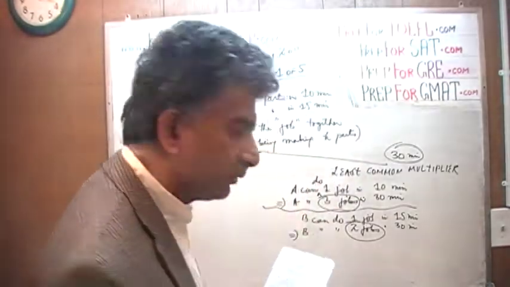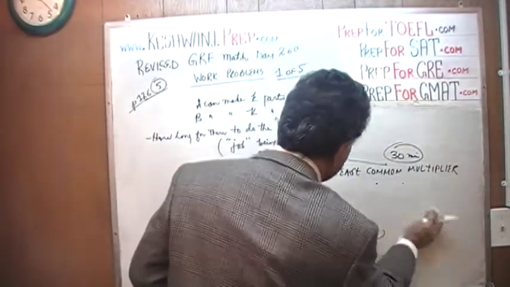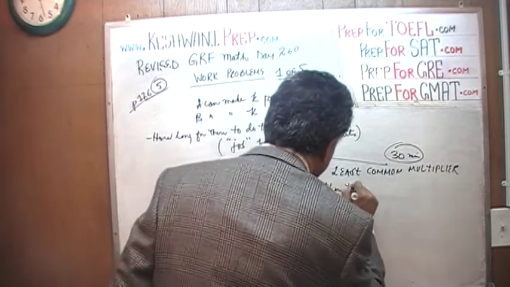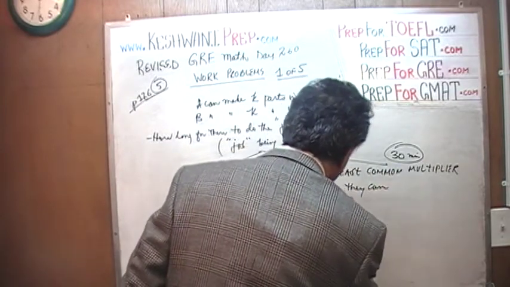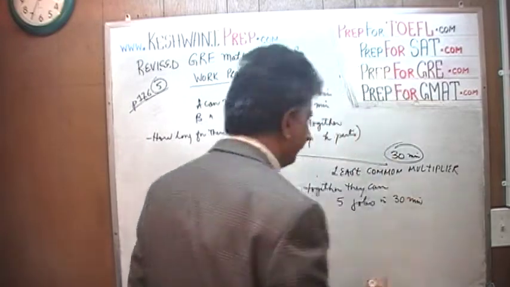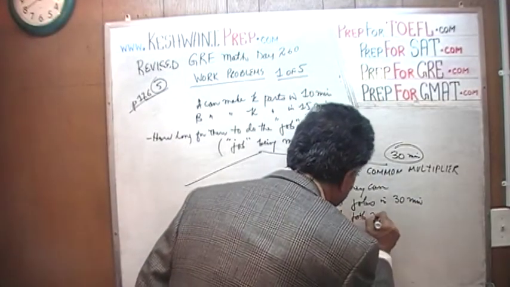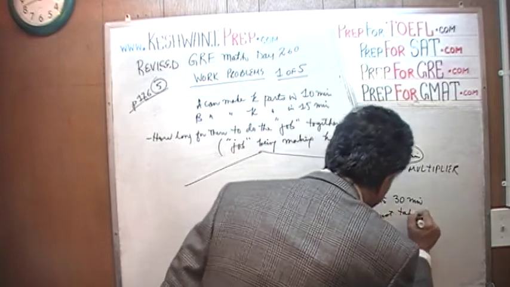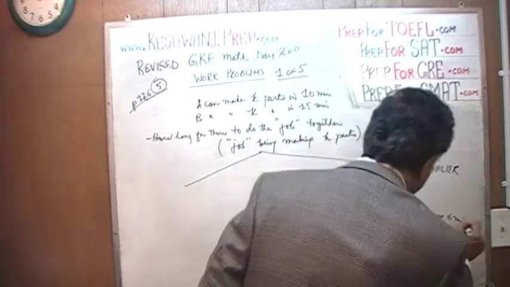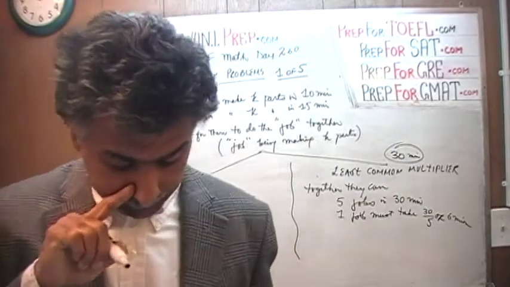So together, in 30 minutes, they can do 5 jobs. Well, if they can do 5 jobs in 30 minutes, then one job must take 30 divided by 5, or 6 minutes. That's it, we're done. One job will take 6 minutes. The answer is 6 minutes.